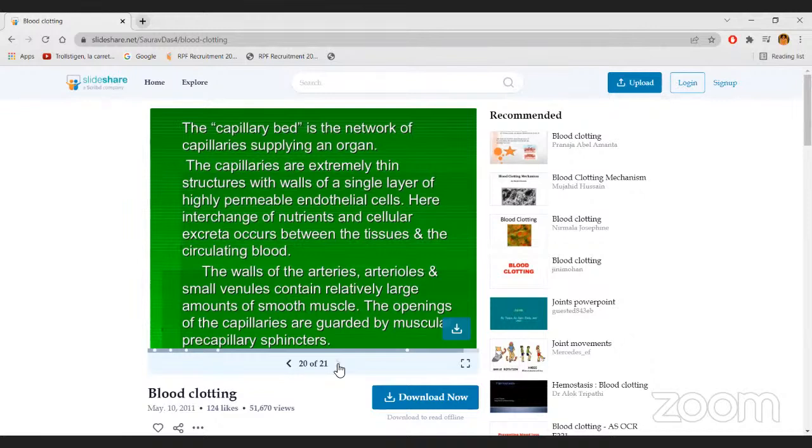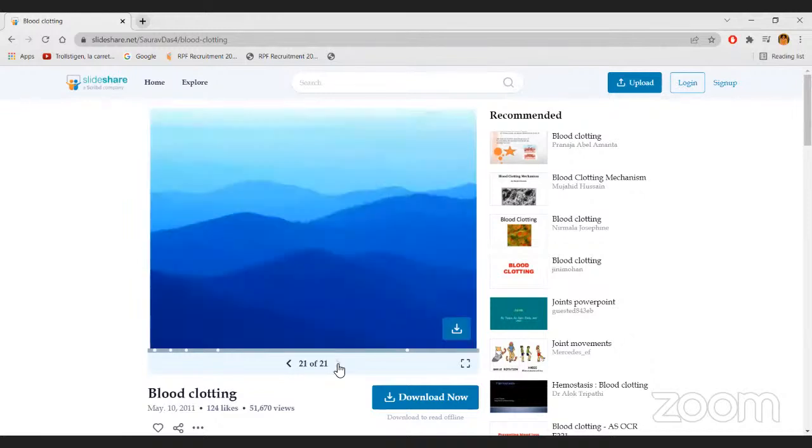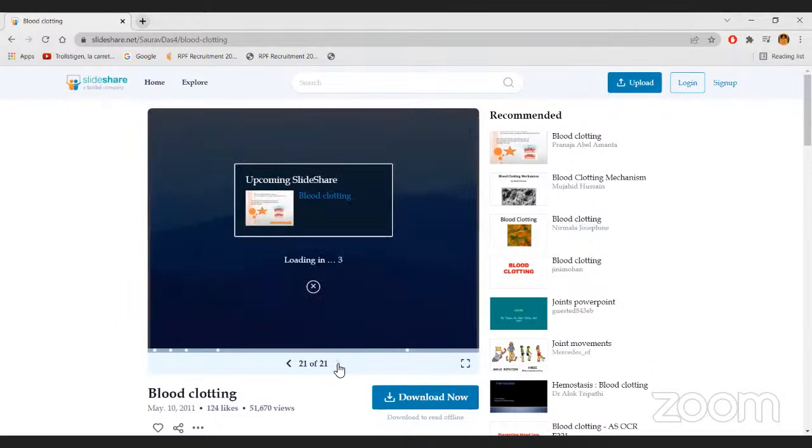So this is the blood coagulation: the functions, the factors involved in blood coagulation, how the reaction happens, how the clotting of the blood occurs, and the internal, external pathways and timings.